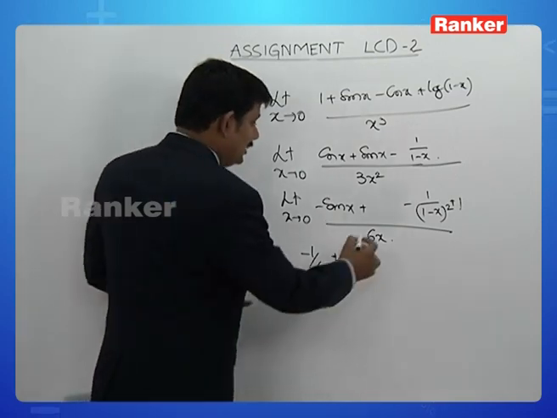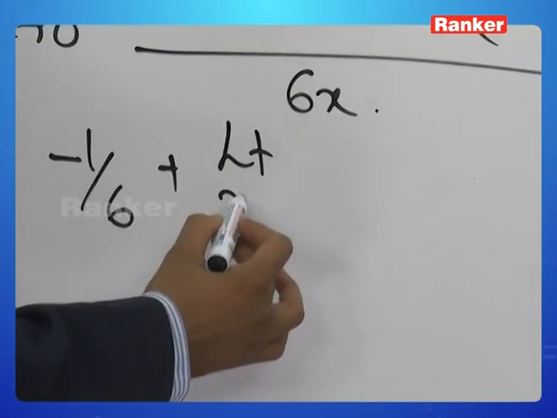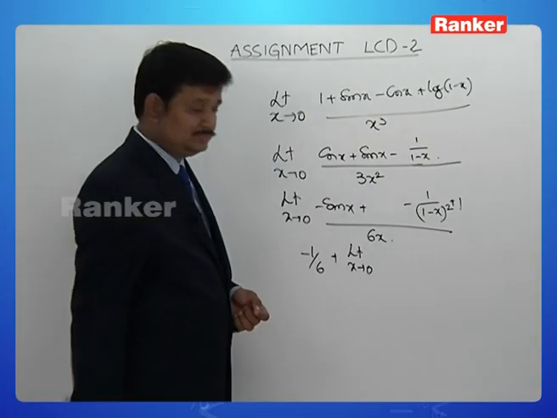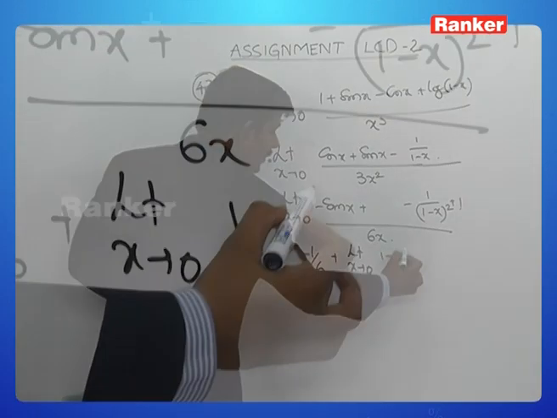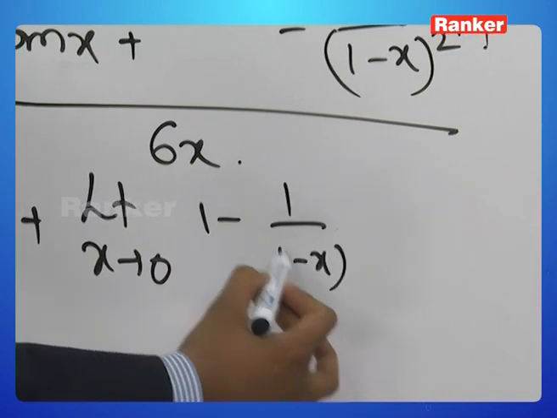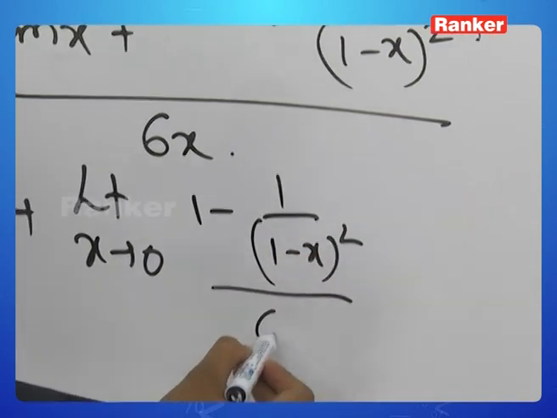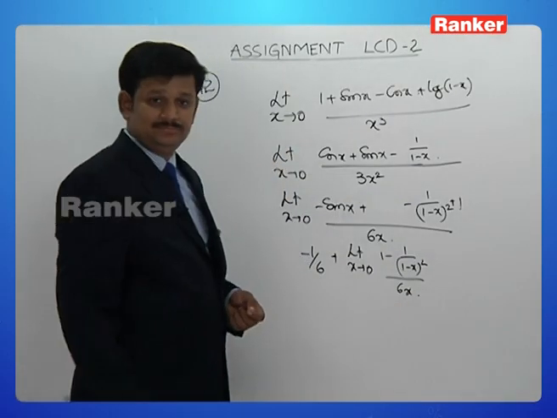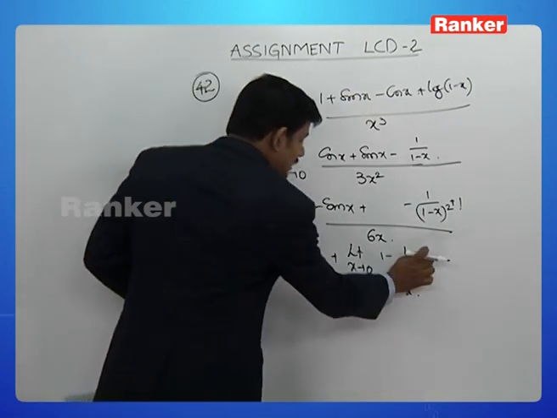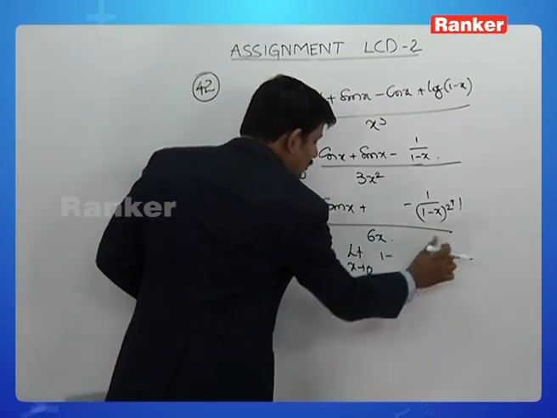So, we have the next part of the limit to be limit x tending to 0 of (1 minus 1 by (1 minus x) whole square) divided by 6x. Or we can also write this as (1 minus (1 minus x) whole power minus 2).